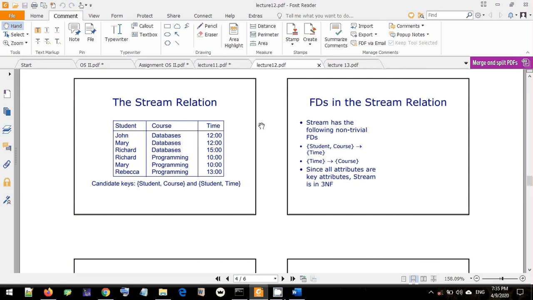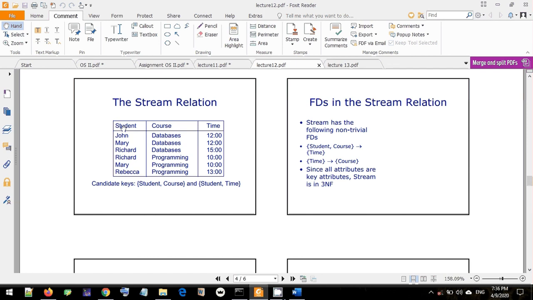Now, take a look at this relation. It comes with three attributes: student, course, and time, with several tuples. The candidate keys here are the sets {student, course} and {student, time}. From this relation, we can come out with the following dependencies. We will see that {student, course} is dependent on time. Time is equally dependent on the course. Now, since all these attributes are key attributes, this stream is already in its third normal form, right?